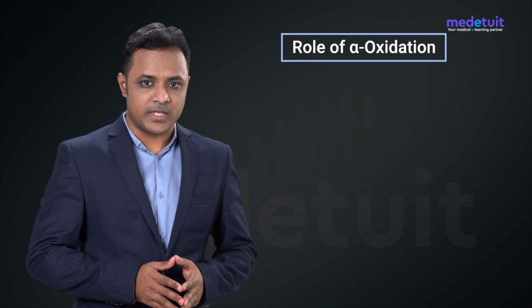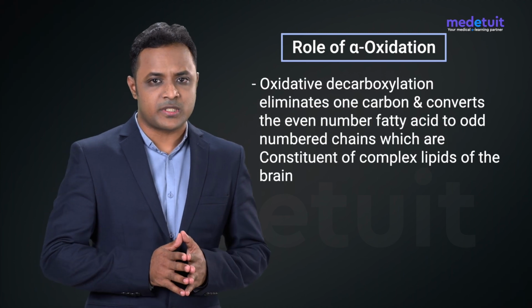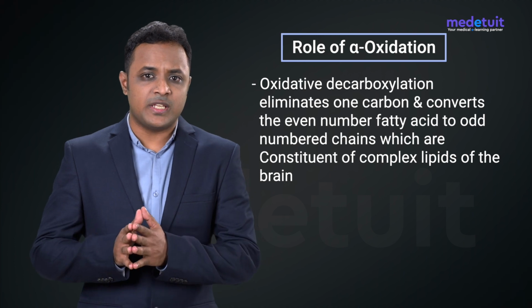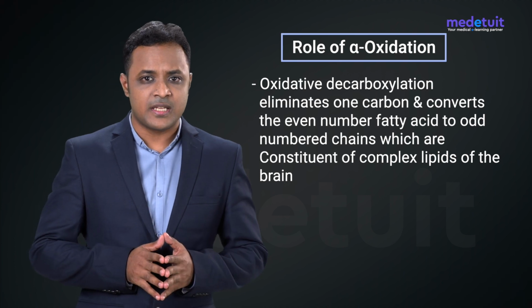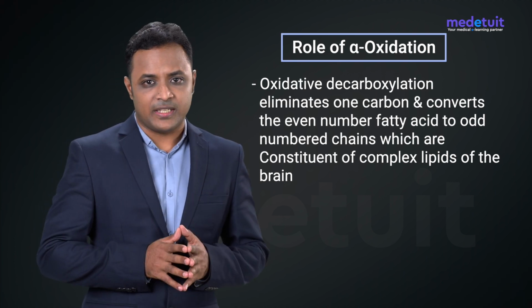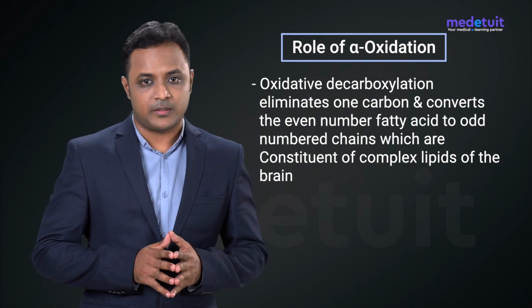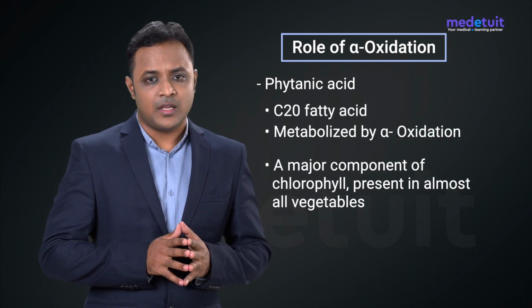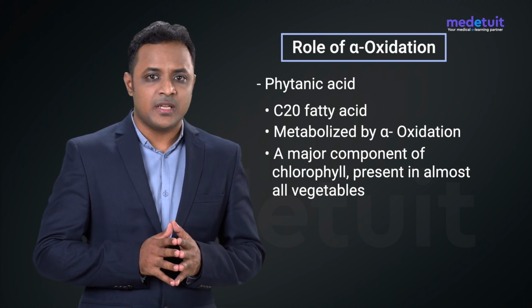Role of alpha oxidation. Alpha oxidation is basically the oxidative decarboxylation of the long chain fatty acids. Now, because of this oxidative decarboxylation reaction, the even chain fatty acids can be converted to odd chain fatty acids, which are constituents of the complex lipids of brain. Phytanic acid, which is a 20 carbon fatty acid, also a principal fatty acid from the chlorophyll, is usually oxidized by means of the alpha oxidation.